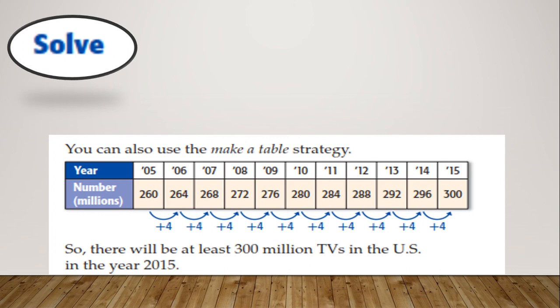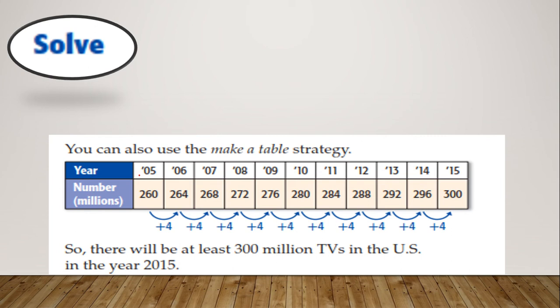Okay, you can also use the make a table strategy. So we can make a table to make it easy to find the answer. If you don't like this strategy, it's okay, and if you want to use another strategy, it's up to you. Okay, so in this one we will use the table strategy to make it easy on us. Okay, so I will make two parts in the table. The first one represents the years and the second represents numbers in millions.